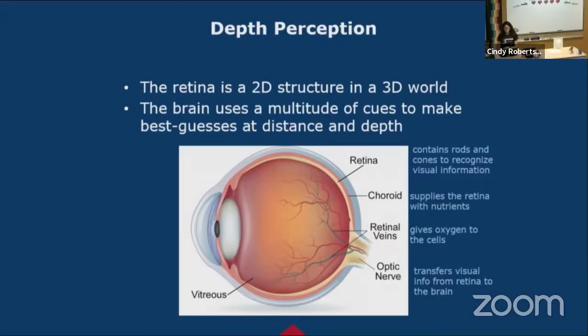brain. And what's interesting about your retina is that since it's in your eye, it's this 2D structure, but it's looking out into a 3D world. So because of that fact, our brain needs to use a multitude of cues to make these best informed guesses on depth, since the retina is mainly about visual information.